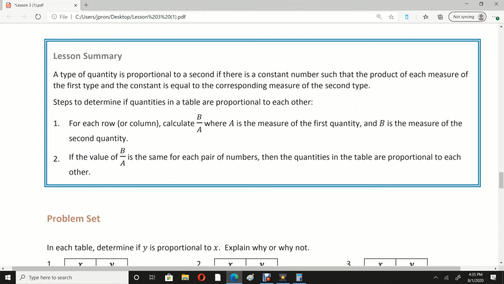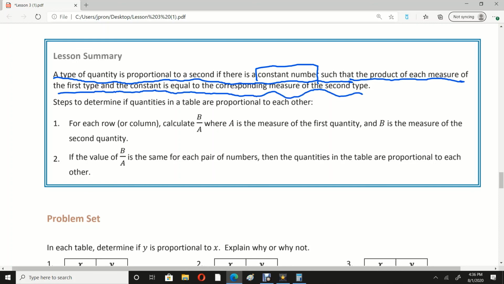So in closing, how do we use tables to determine whether the relationship between two quantities is proportional? Well, we looked at a couple of different examples of how we could, right? And here in the lesson summary, before you get to the problem set, you'll see a type of quantity is proportional to the second if there is a constant number, right? And that was that unit rate that we calculated, right? If there is a constant number such that the product of each measure of the first type and the constant is equal to the corresponding measure of the second type, which isn't that complicated, right?